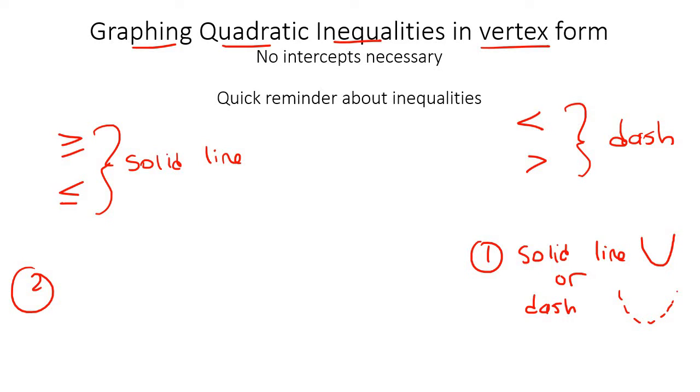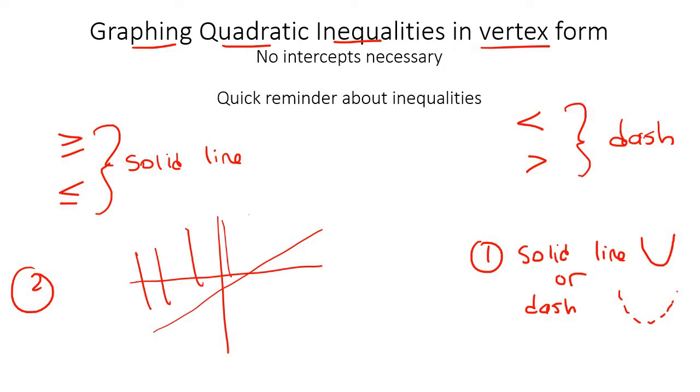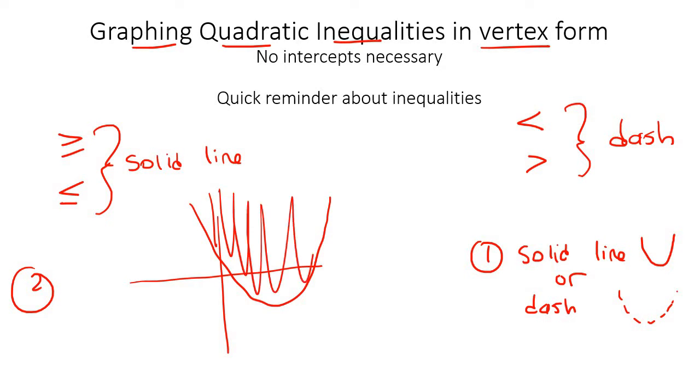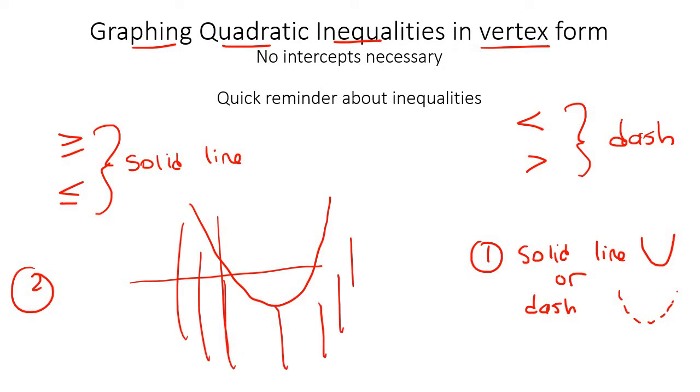Now the next thing we need to look at is whether we are going to shade above or below. Maybe you've seen a straight line inequality. Sometimes you're going to shade above, and at other times you're going to shade below. The same thing is true with quadratics, which we're going to learn how to do now. A quadratic typically looks something like that. So we can shade them above, or we can shade them below. And that's what we need to look at now quickly.